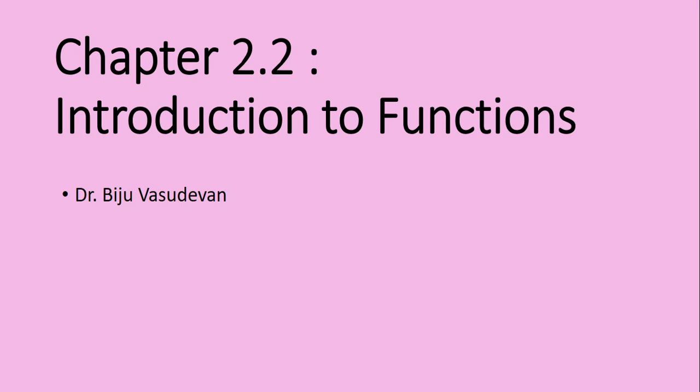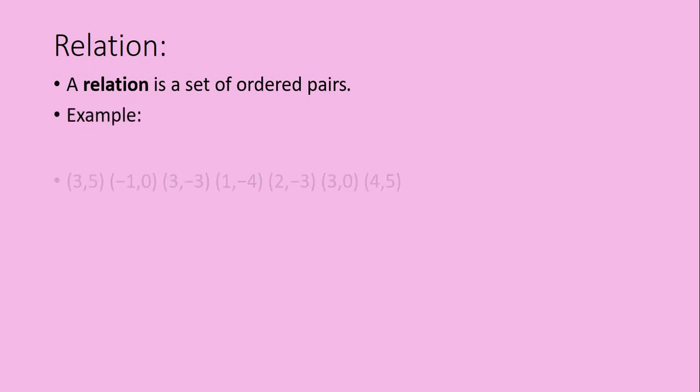Hi guys, in this chapter we will discuss the definition of functions, domain and range of a function, and then we will end up with a vertical line test to identify the graph of a function. Now let us start with the definition of relation. A relation is a set of ordered pairs. An example has been given here.